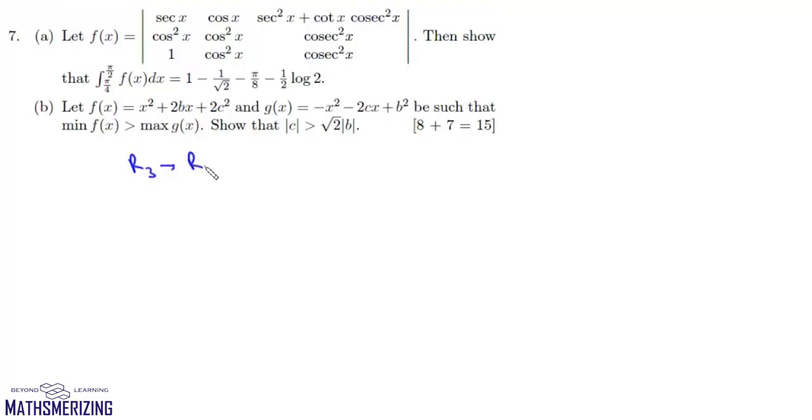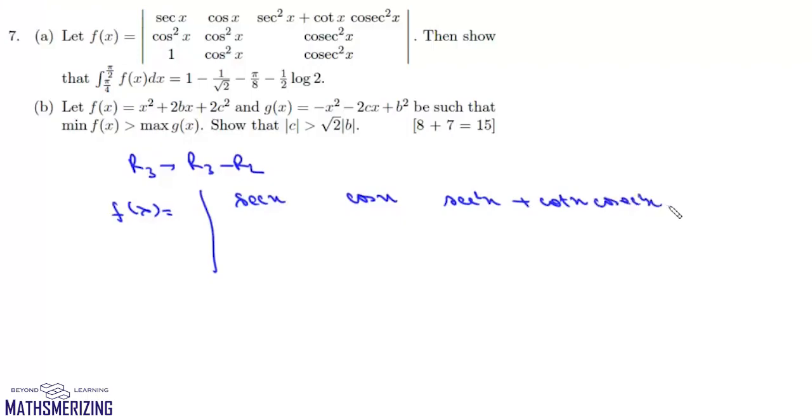we'll write R3 as R3 minus R2. So this function f(x) will be secant x, cos x, secant square x plus cot x, cosec square x. Here it will be cos square x, cosec square x, and here 1 minus cos square x will be sin square x. Cos square minus cos square is 0, and cosec square minus cosec square is also 0.